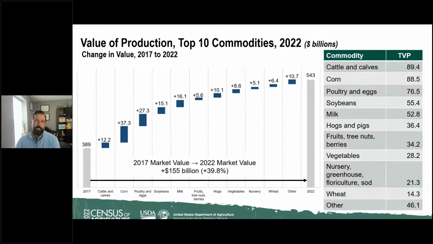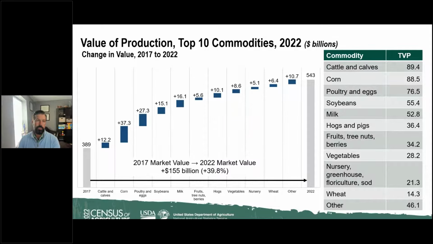Looking at how we got from 2017 to 2022 in terms of value of production and which commodities contributed to the increase, we broke apart the grains and oilseeds category to show the top 10 commodities with the largest impact. If you take a look at cattle, for example, it was $89.4 billion in 2022, which was up $12.2 billion from 2017. The largest increase was for corn at $37.3 billion.